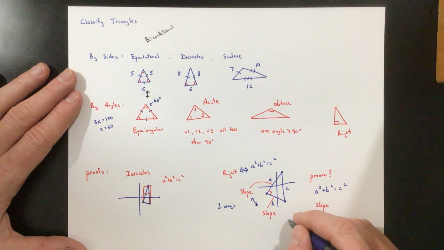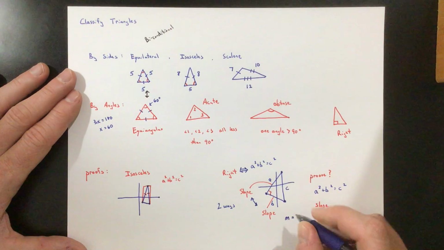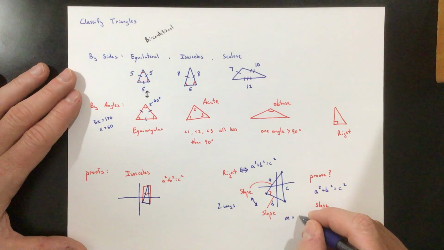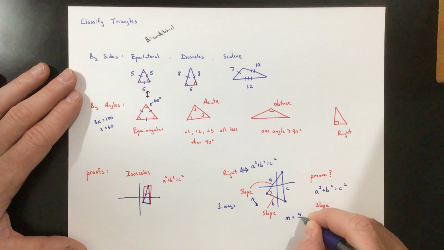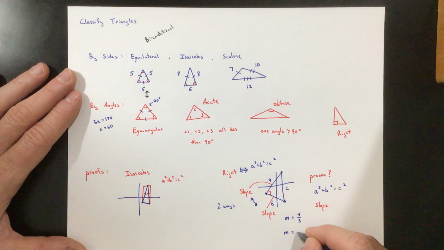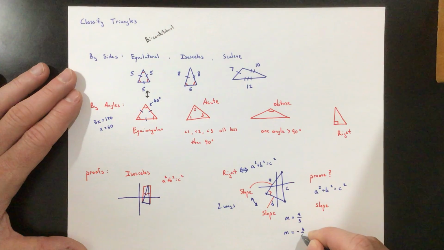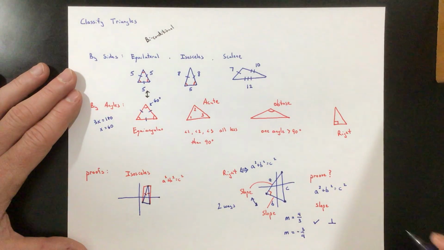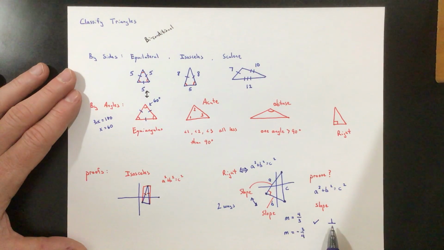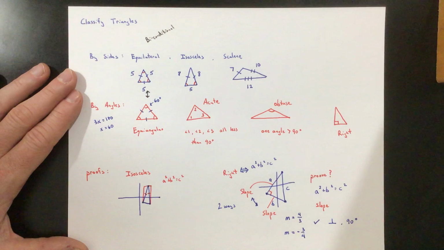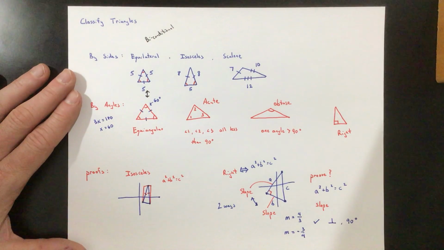So let's say you found the slope of A, and I don't know, let's say that was like a 4/3 slope. Well, then if you found B and you found its slope was negative 3/4, you'd say check mark. Those two slopes are opposite reciprocals, which means they're perpendicular, which means the angle is 90 degrees, which means, of course, it's a right triangle.